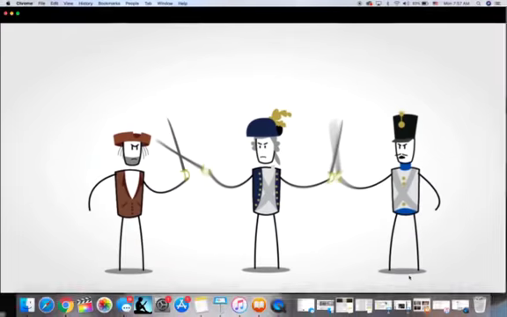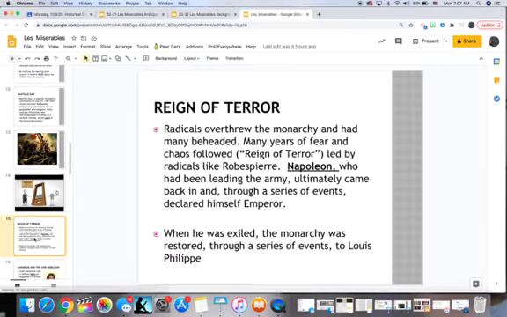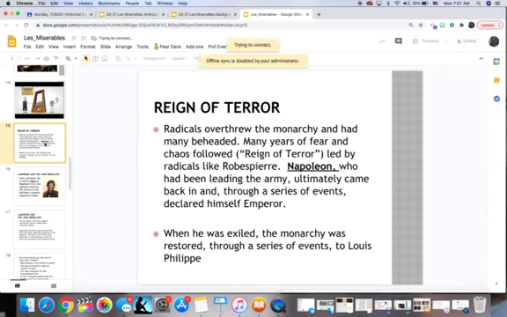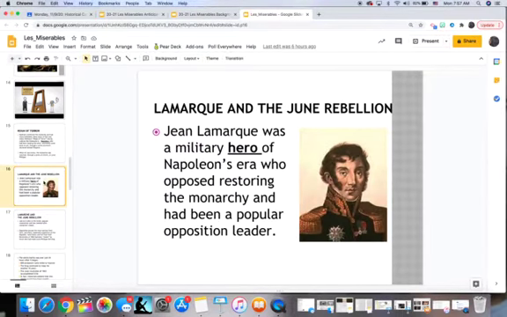I'm going to have to attach that separately because it does appear we're having some issues with internet right now. So, all that to say, through a series of events after the French Revolution, the monarchy ultimately gets restored. Now, that leads us to the point of reference we have for the story of Les Miserables. There's a person by the name of Jean Lamarck who had been a military hero of Napoleon's era who was opposed to restoring the monarchy.